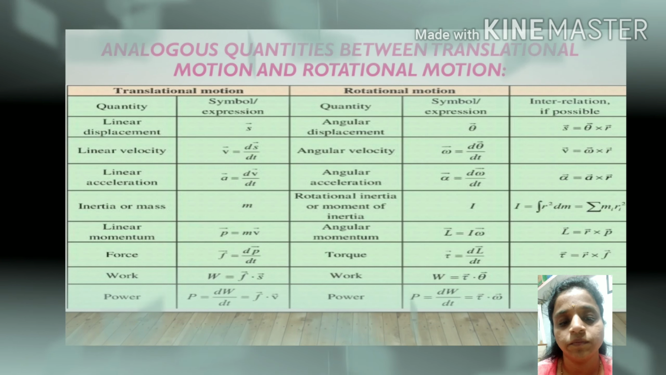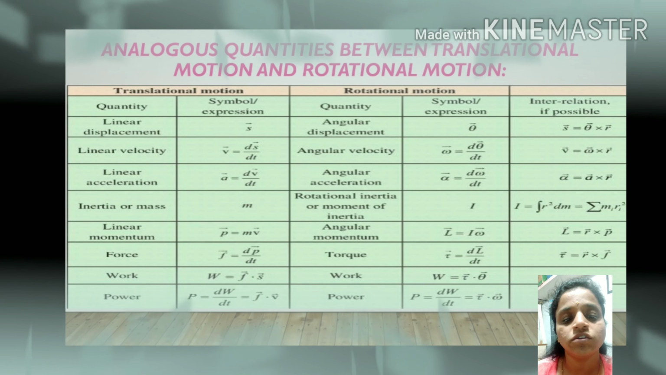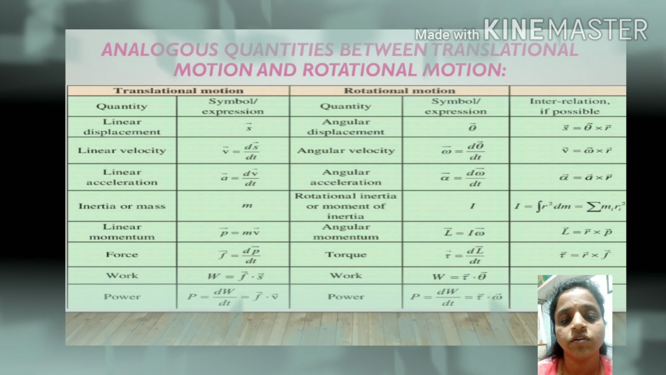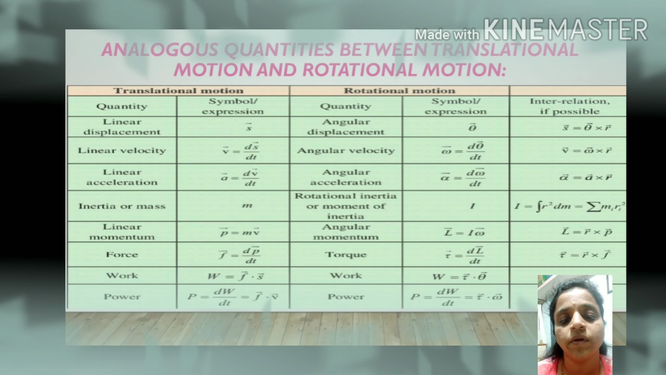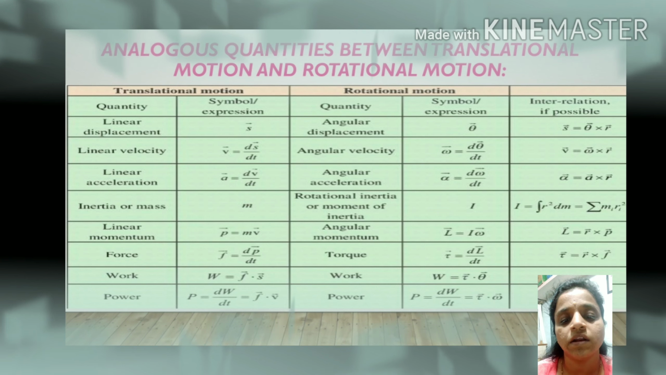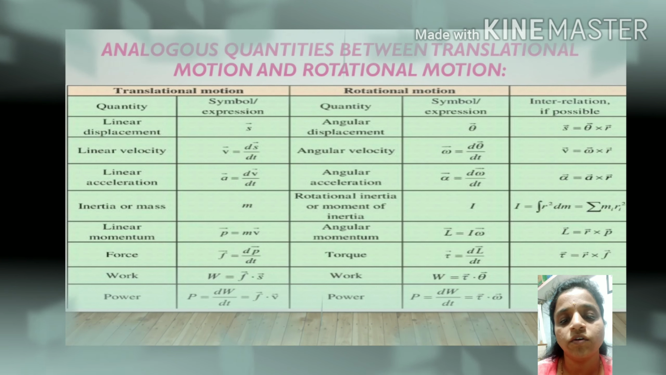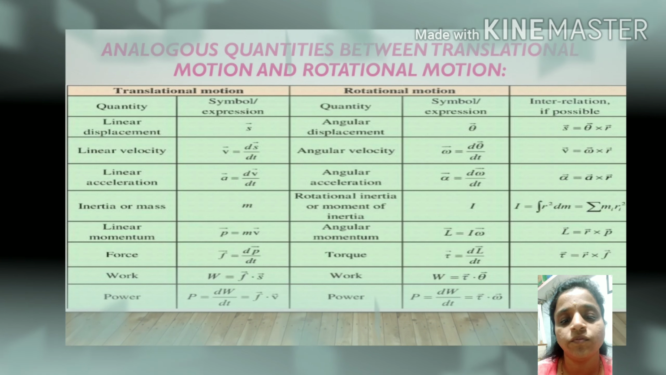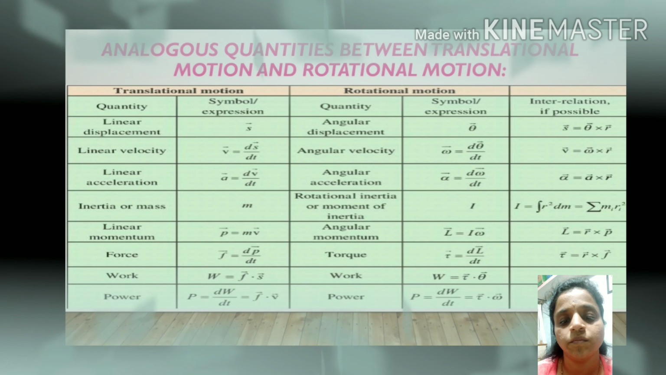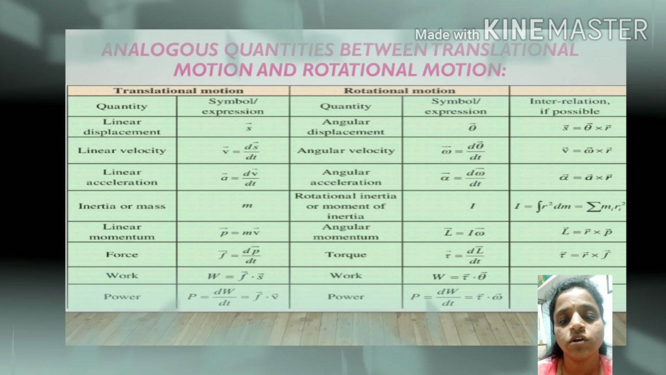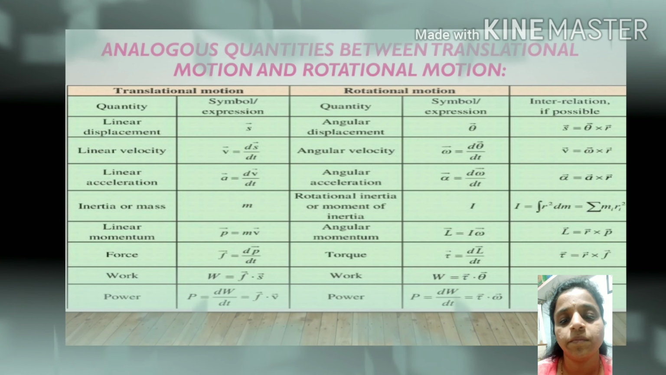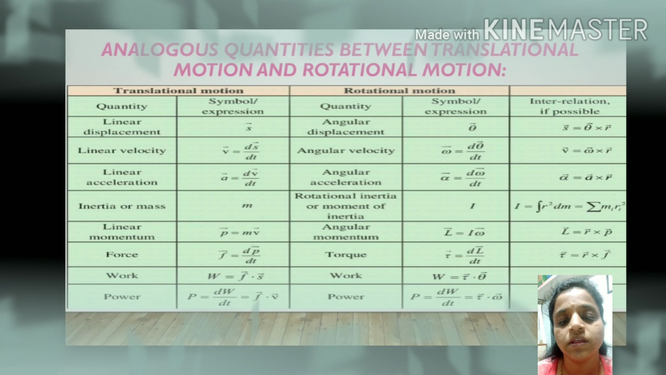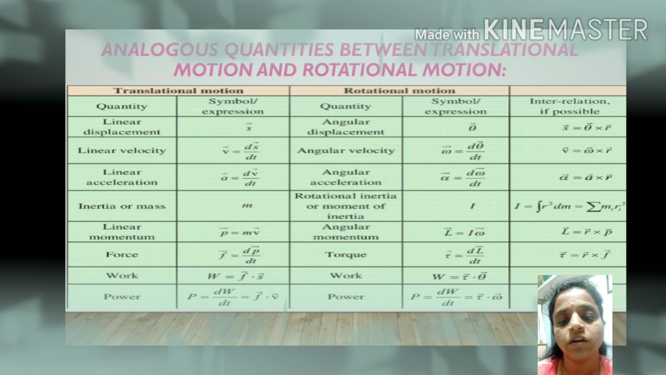Both we have seen. The next quantity is linear momentum, p bar is equal to mv bar. Angular momentum likewise, L bar is equal to I omega bar. In place of m, I will come. In place of v, omega will come. The interrelation between L bar and p bar, that is angular momentum and linear momentum, is L bar is equal to r bar cross p bar.